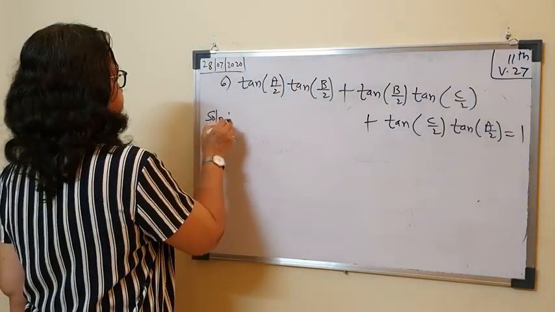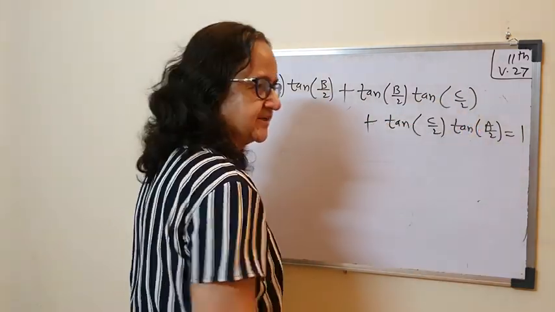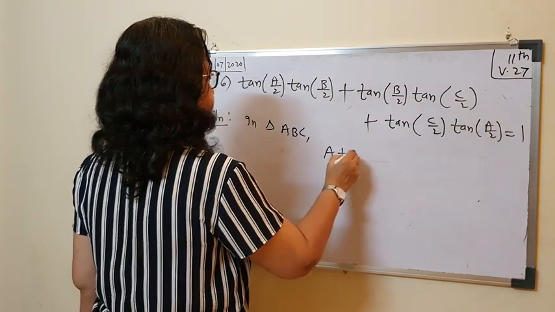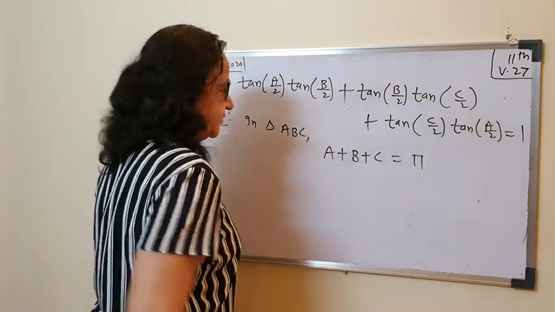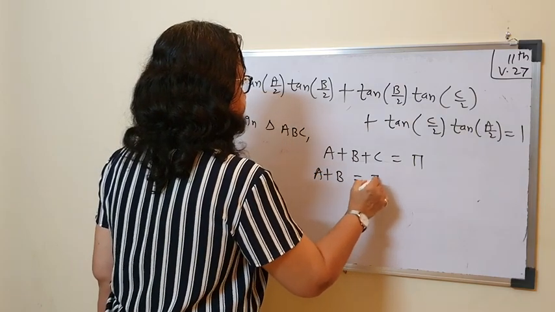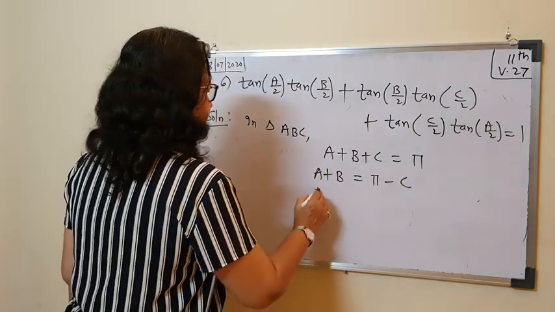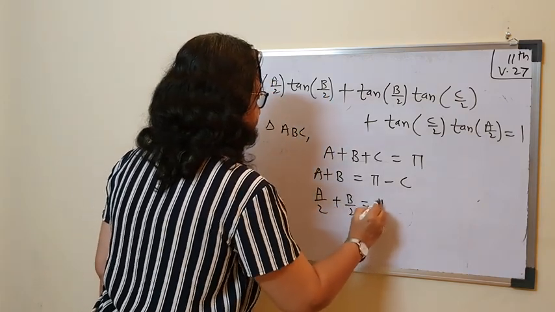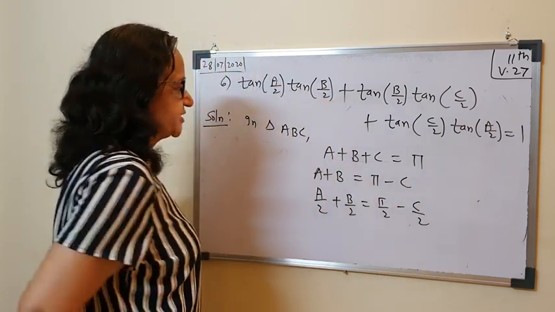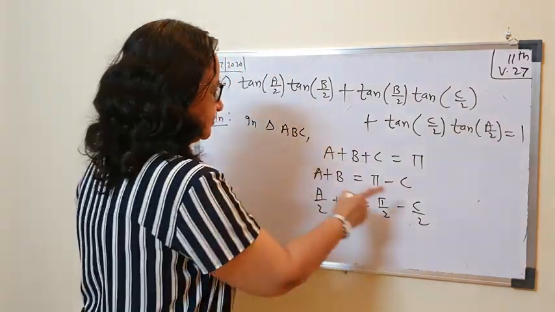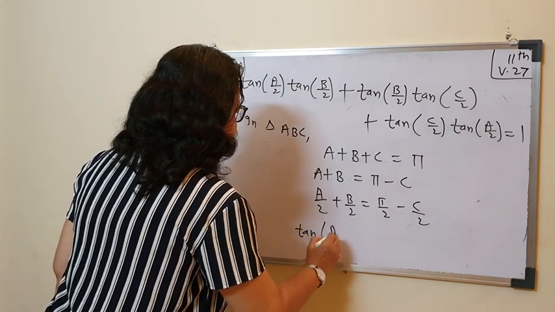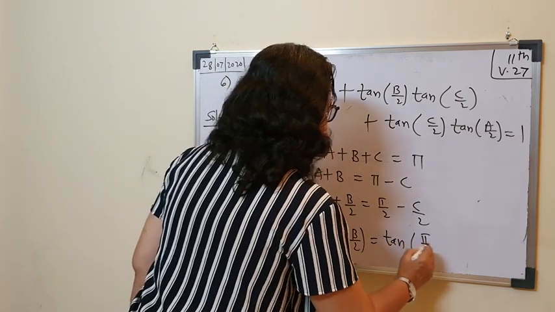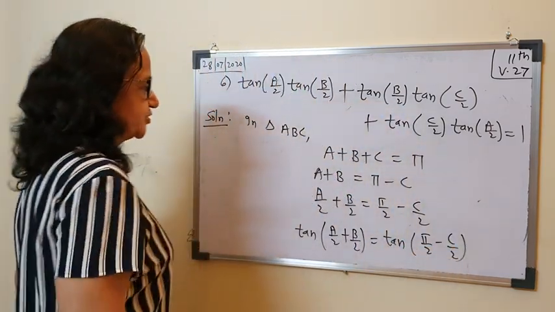Now see solution. I am not starting with the left side or the right side here. I am saying in triangle ABC, A plus B plus C equal to pi. This we know. So A plus B will be pi minus C. So A by 2, because I want upon 2 everywhere, A by 2 plus B by 2 will be pi by 2 minus C by 2. Each term I divide by 2. And now tan on both sides. So tan of A by 2 plus B by 2 will be tan of pi by 2 minus C by 2. Take tan ratio on both the sides.